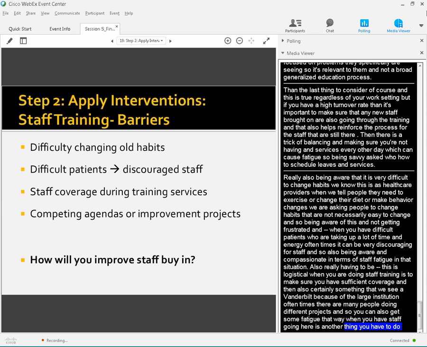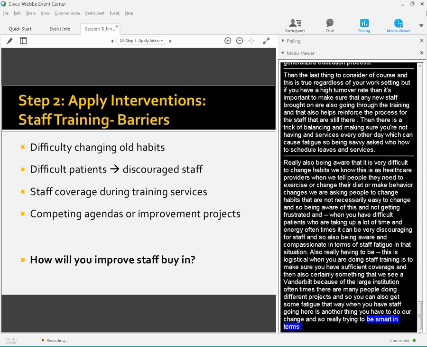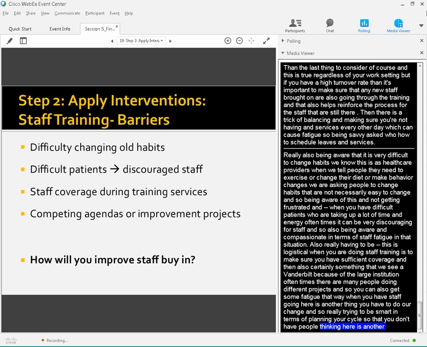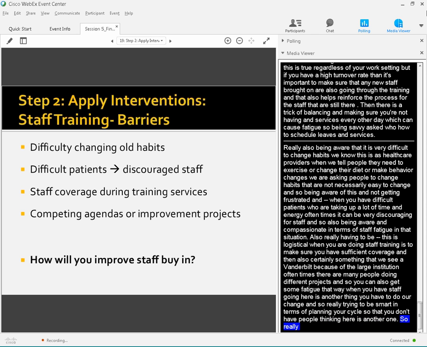So just really something to think about with all of these particular questions is, how will you improve staff buy-in? Because at the end of the day, that's going to be the most important part of this whole process.